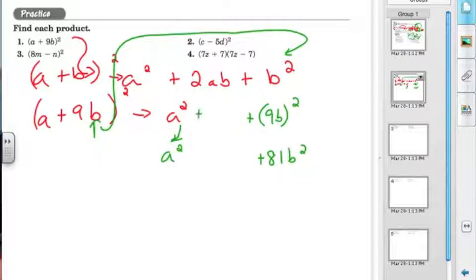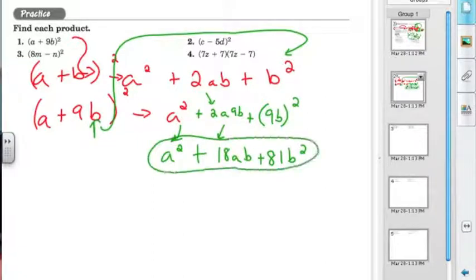The middle portion is 2 times whatever the first part was in that binomial. That was just an a. So 2 times a. The b is the second thing that's in that binomial, which was 9b. So 2 times a times 9b. That gives you, well, we have to put a nice plus sign there, a nice addition sign. So we have 2 times 9 is 18ab. And there is your simplified answer. And we will take number 2.